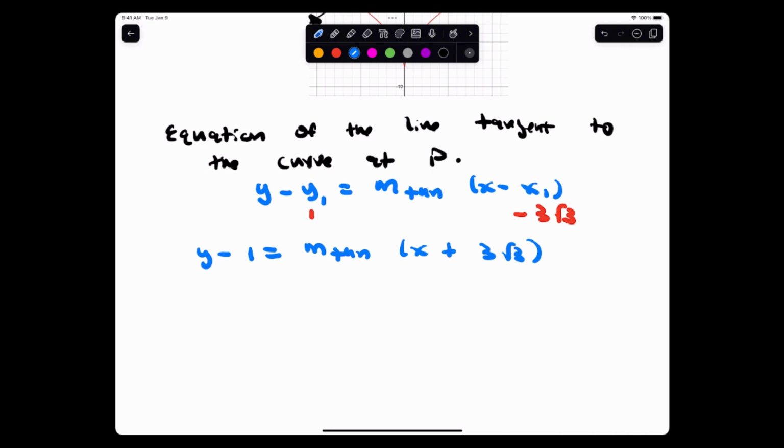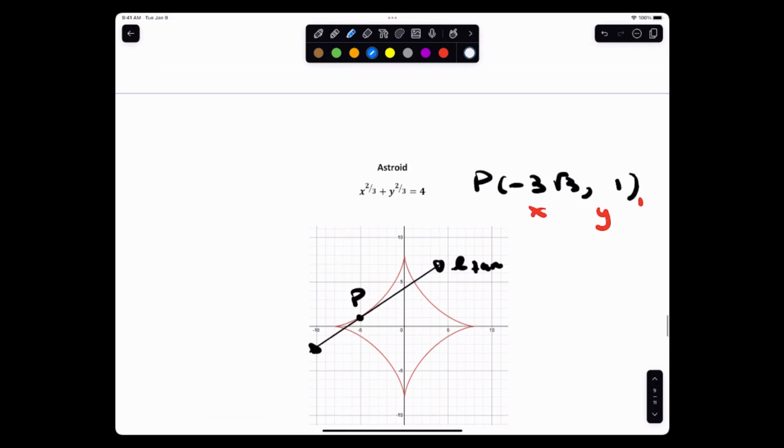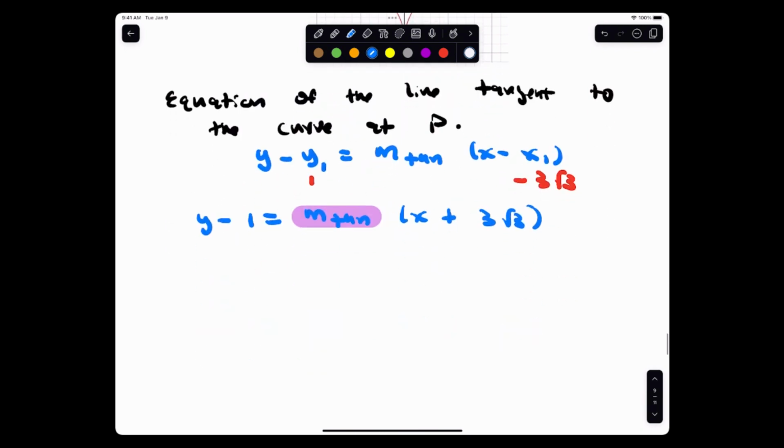And we're not done with the equation, but we need what? M tangent, the slope of the tangent line. This is where you have to use your what? Implicit differentiation. So to find that, implicit differentiation, so differentiate both sides with respect to x.